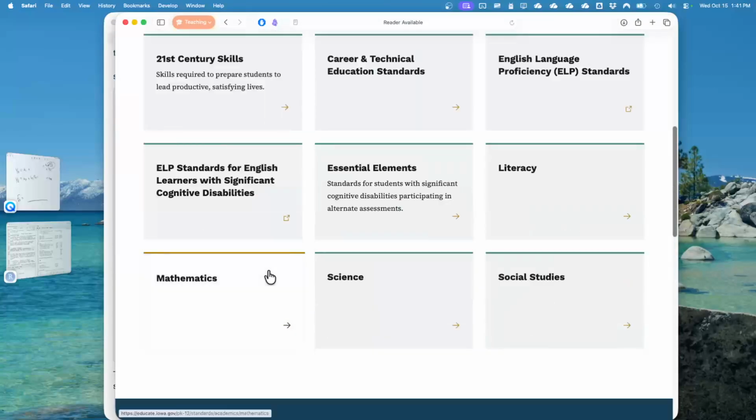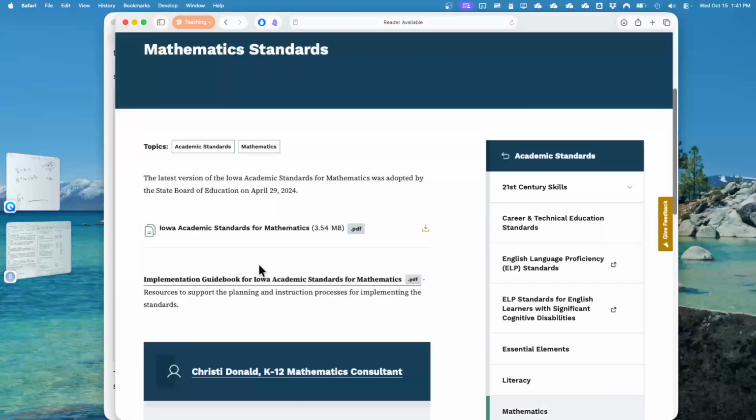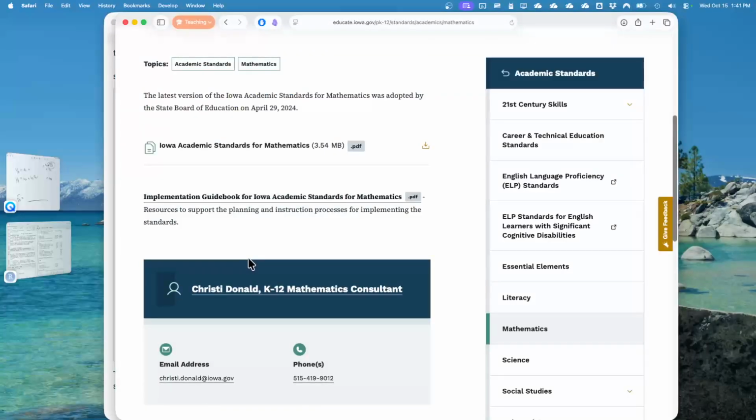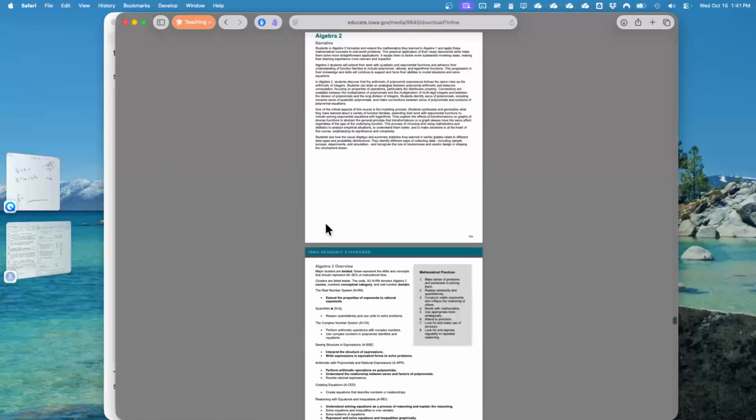So in Iowa, we have a set of standards for mathematics. These are educational standards that teachers teach. Each district gets to set what they call their scope and sequence, and it's K-12. But here, let's get into Algebra 2.